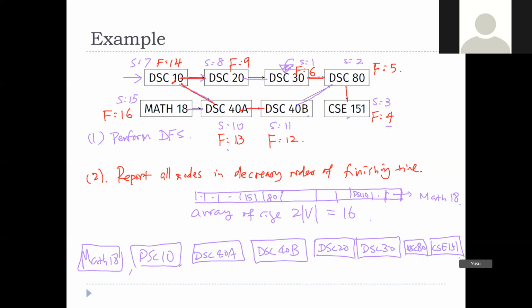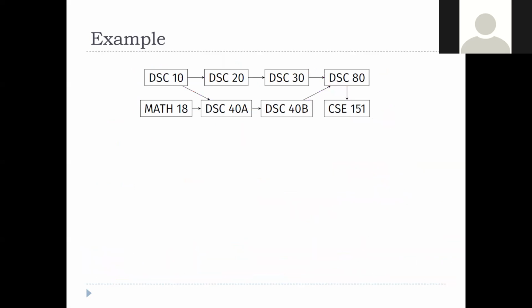That's it. So this is the opposite order of the finishing time, where you just put all these courses in the correct array entry, which is the position of their finishing time. And then you just scan the array backwards from the largest index and report them one by one. And that's it. That's the final output. So this gives you a valid topological sort order. All right, questions?